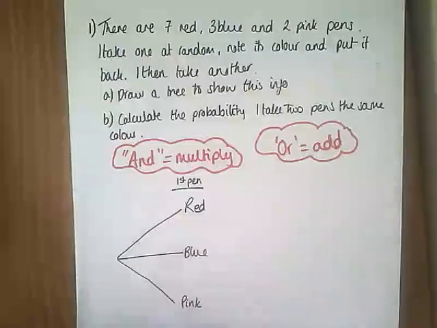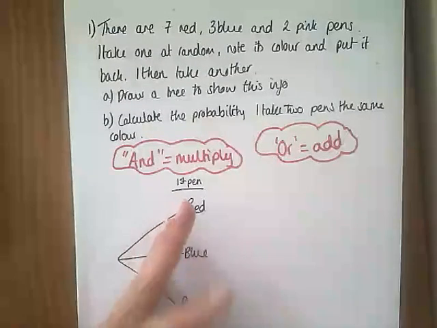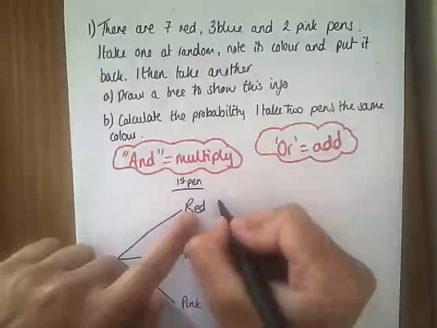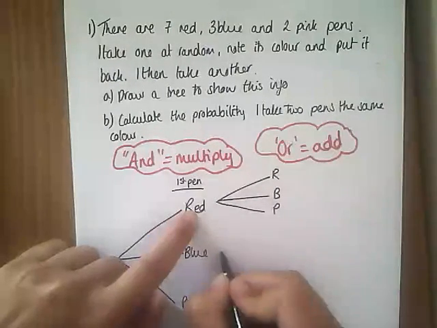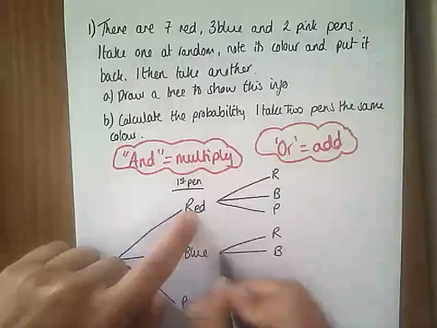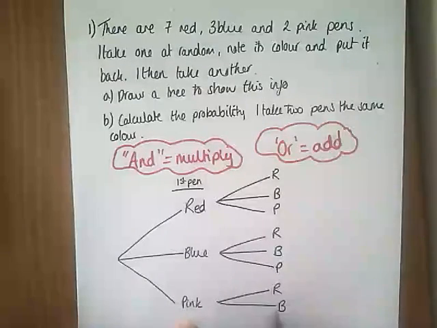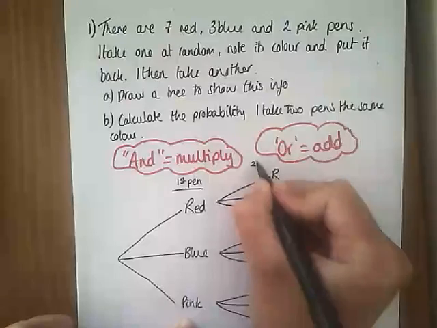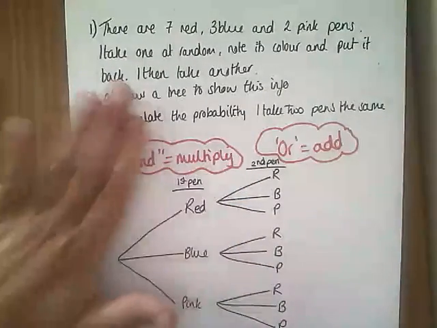So when I then take another one, it doesn't matter what has happened in the first pen, I can still either take a red, blue or pink. So if I've taken a red, I can still take a red, blue or pink. If I've taken a blue, I can still take a red, a blue or a pink. And if I've taken a pink, I can still take a red, blue or pink. This is the second pen I take. Doesn't matter what I do with this pen, because that's all that we want to know that's happened.